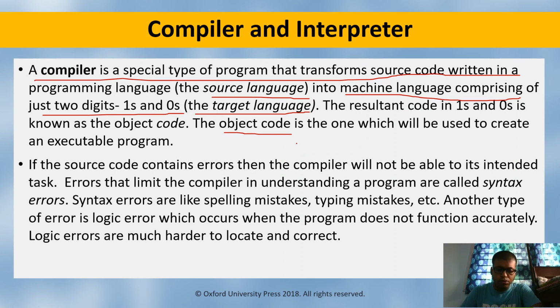If the source code contains an error, then the compiler will not be able to perform the intended task. This error is called a syntax error, which causes compiling errors. Such a syntax error can be spelling mistakes, typing mistakes, etc. And a logic error cannot be understood by the compiler.